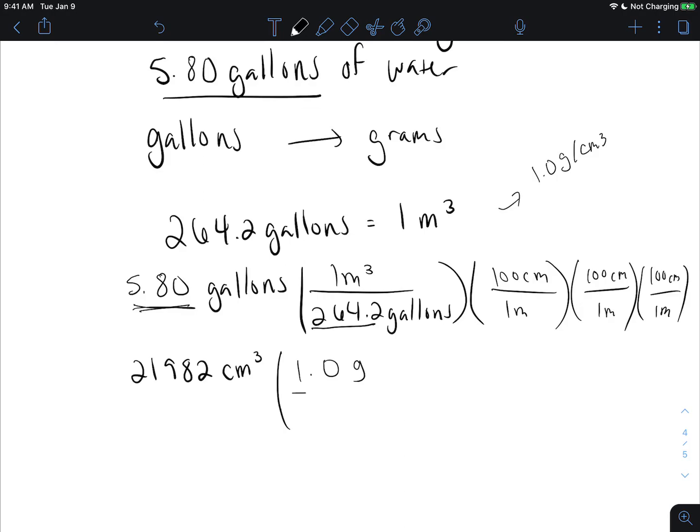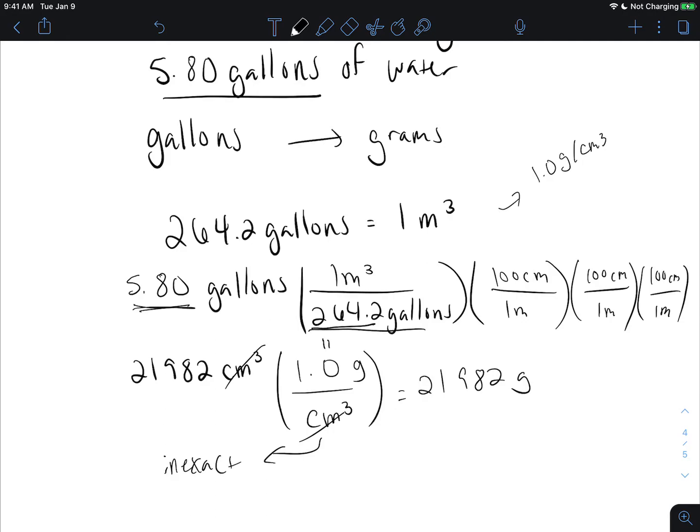And then we're going to take into account our density, 1.0 grams per centimeter cubed, canceling out our centimeters cubed, leaving us with grams, 21,982 grams. And then, of course, this is inexact. The one with the lowest number of significant figures, which is our 1.0 at 2 sig figs, will determine our number. So when we round this out, we get 22,000 grams. Okay, that's everything for unit conversions and dimensional analysis. Talk to you guys in the next one.